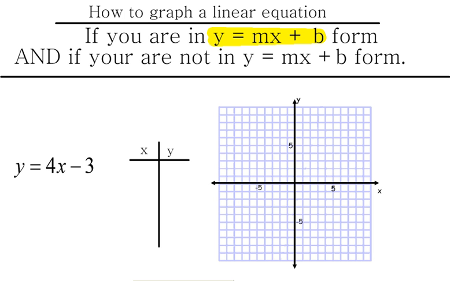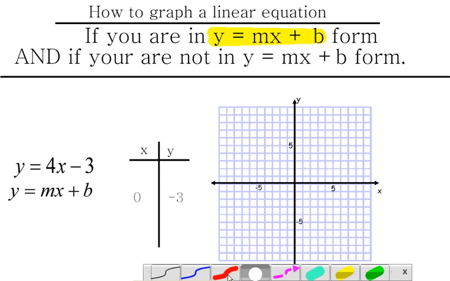Let's review how to graph a linear equation. For this first example, we are in y equals mx plus b form. Let's look at this: y equals 4x minus 3. When graphing a linear equation, it's best to start with the y-intercept, which is b. In this case, our y-intercept is -3.